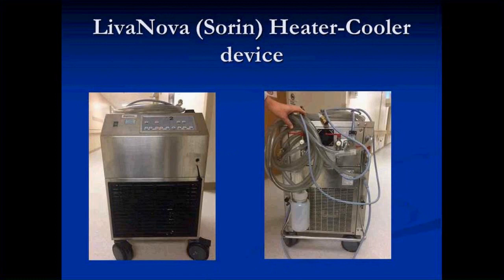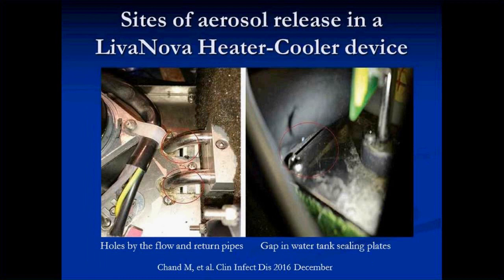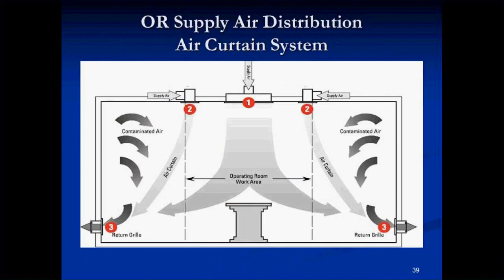Here's the device from our facility. It has tubing that leads up to the patient. It's designed to heat or cool as necessary during cardiac surgery. It has a fan which assists in the cooling process and also assists in disseminating mycobacteria. This is not a very well closed system, so this is just a couple of examples of holes and gaps that potentially can lead to escape of warm water from the system while it's operating, that can then again be dispersed by the fan.